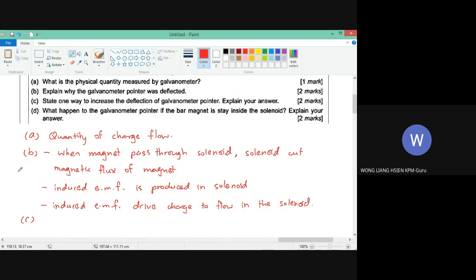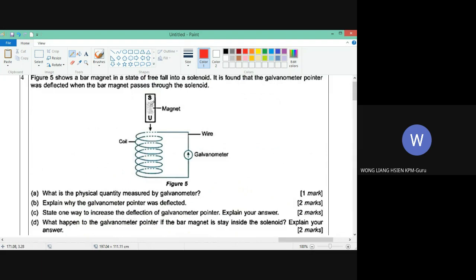Because if you drop from greater height, then it will move faster. Okay, that is one way. Remember, when we want to give answer to this kind of question, we must follow the situation. The method to increase the current must be suitable to the situation in the question.